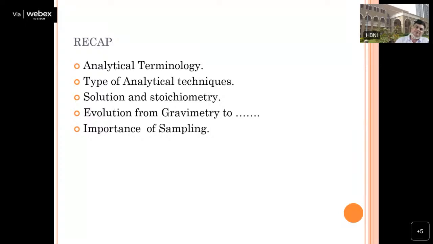Then we just discussed solutions, and then stoichiometry. Stoichiometry means how you balance the equations. And in this, we have written that the state of matter is written in parentheses, while the various coefficients in the equation are used to balance the equations.